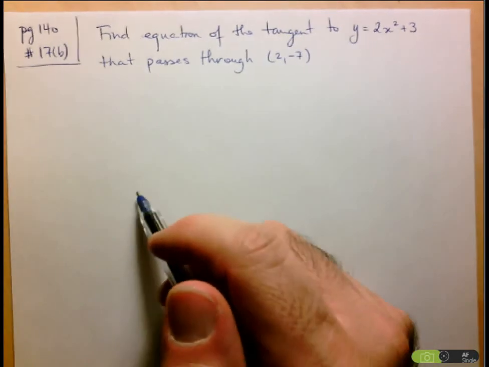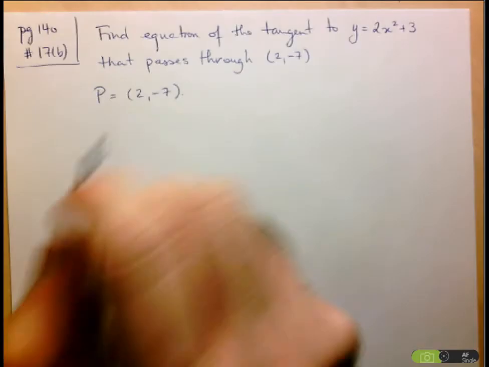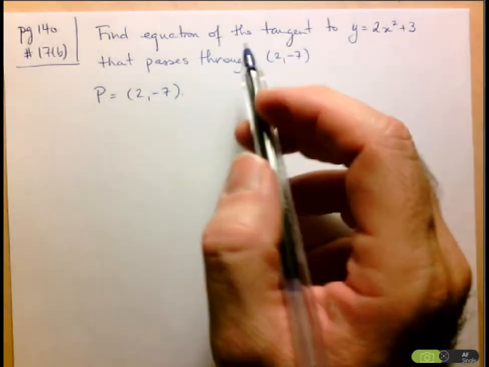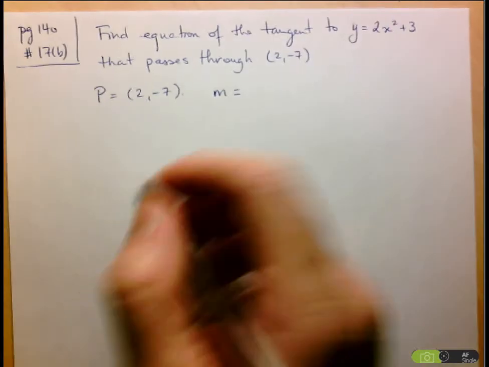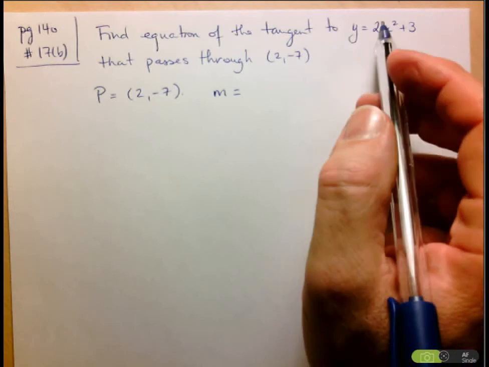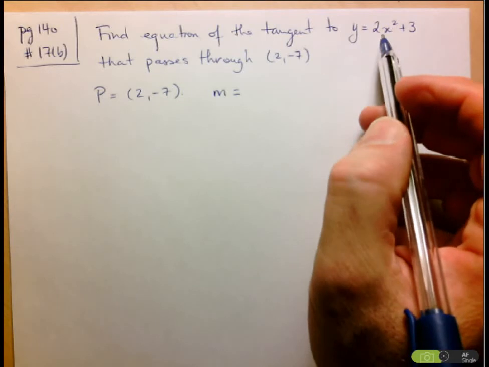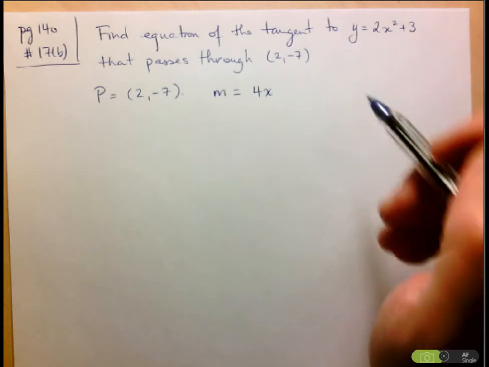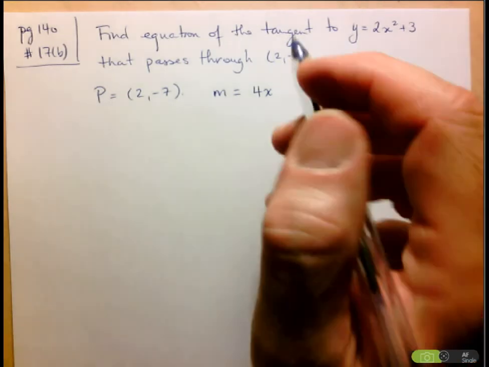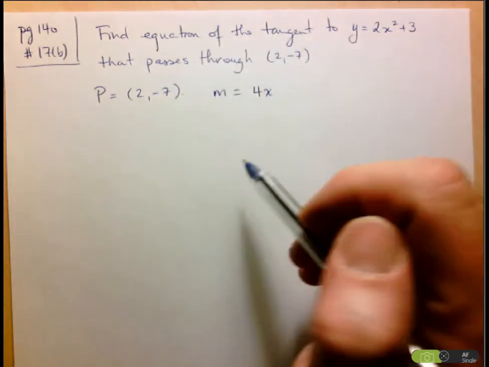Since we need to find the equation of a line, we need a point and the slope. The point is 2, negative 7. We know it passes through that point there. Now, since this line is tangent to the curve, the slope can be gotten by finding the derivative of this function. The derivative is 2 times the derivative of x squared, which is 2x, so 2 times 2x is 4x, plus the derivative of the constant 3, which is 0. Unfortunately, what we don't know is at what point this line is tangent to the curve.